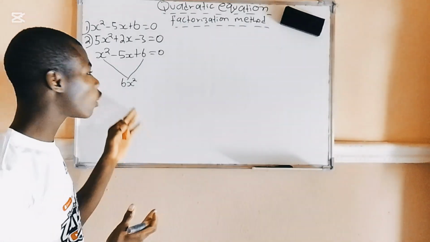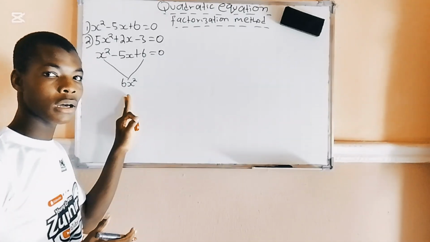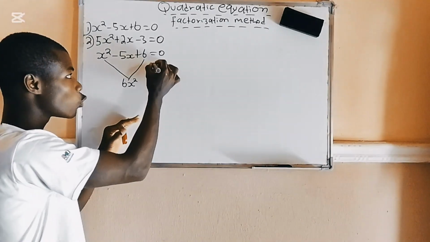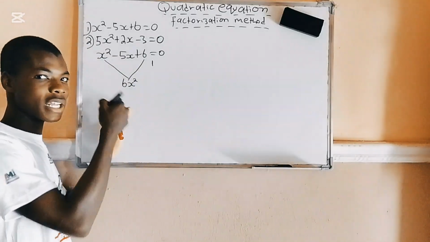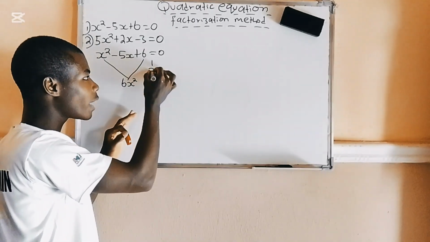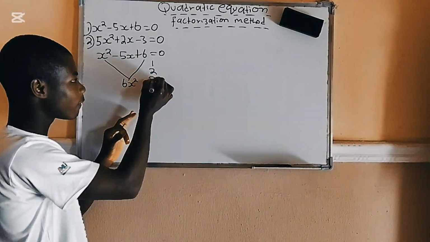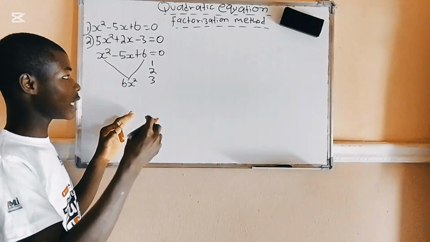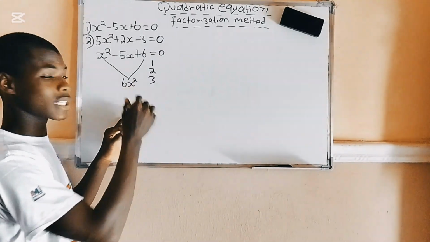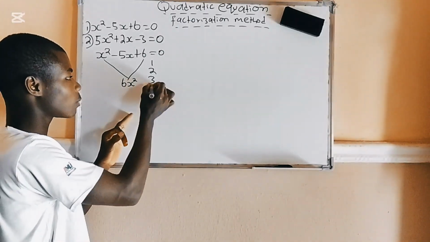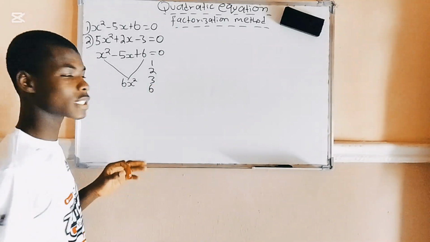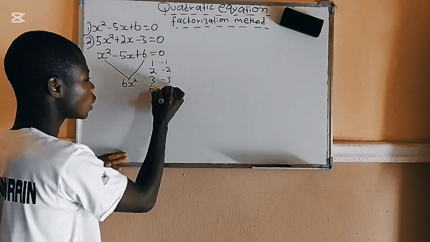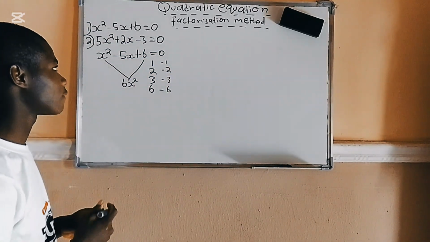What are the factors of this number? What numbers can we multiply to get 6? We can multiply 1 by 6 to get 6. We can multiply 2 by 3 to get 6. We can multiply 3 by 2 to get 6. And we can multiply 6 times 1 to get 6. And they can also be negative values.